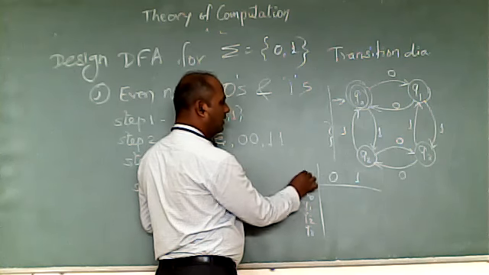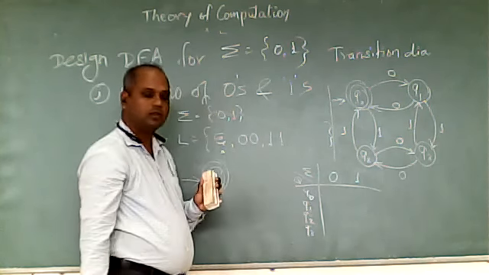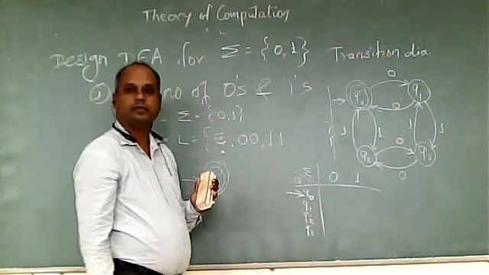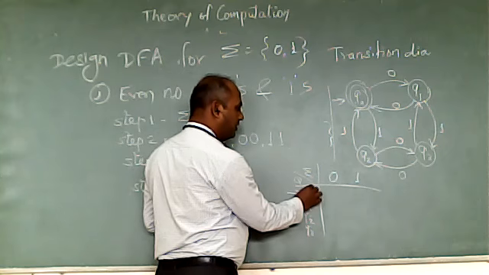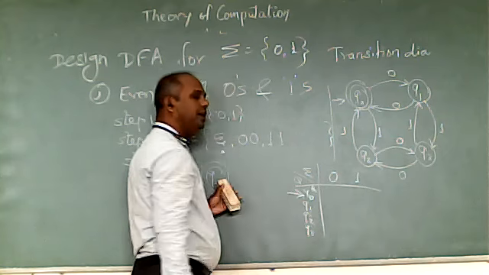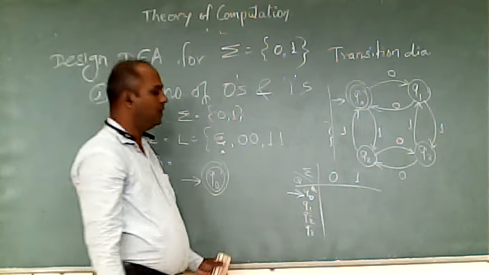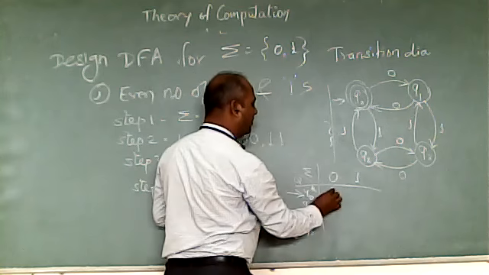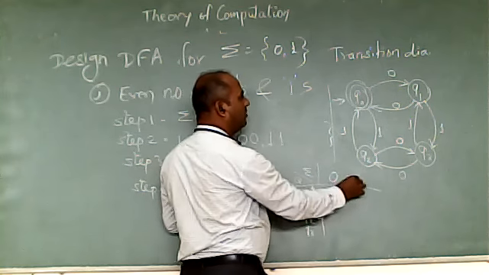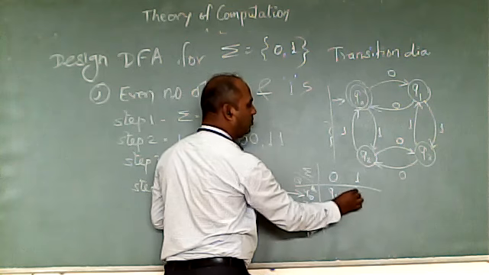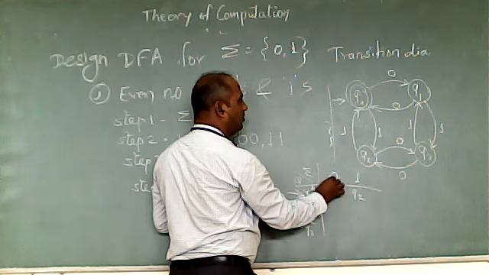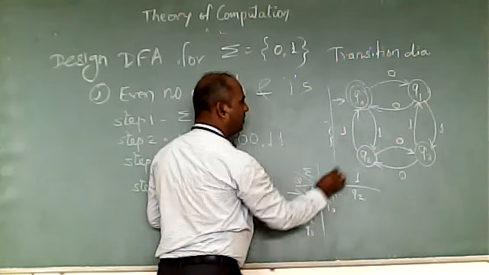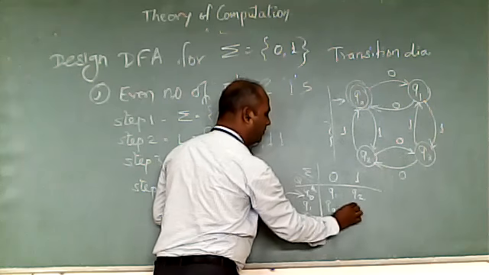This is Q, and this is sigma. Q0 is the initial state, so we'll write like this. And Q0 is also the final state, so we'll write a star here to indicate that it is a final state. From Q0 with 0 input, it is going to Q1. From Q0 with 1 input, it is going to Q2. Q1 with 0, it is coming to Q0. Q1 with 1, it is going to Q3.